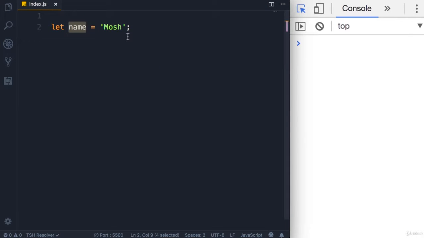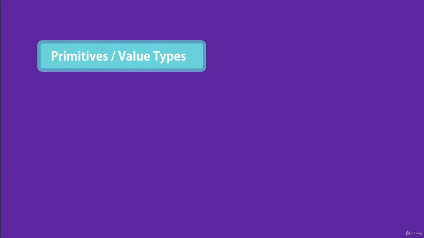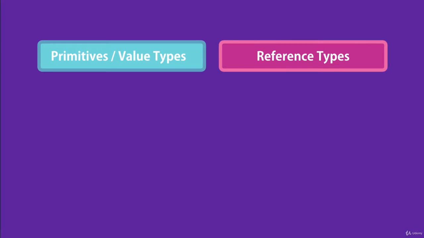So you have learned how to declare and initialize a variable. Now you might be wondering, what are the kind of values that we can assign to a variable? Well, you have seen strings, but we have more types. Basically, in JavaScript, we have two categories of types. On one side, we have primitives, also called value types. On the other side, we have reference types.